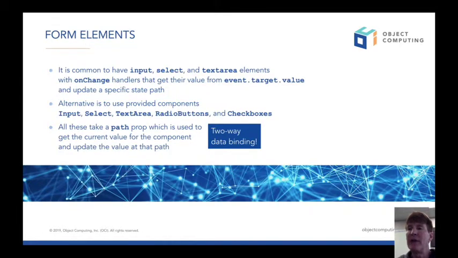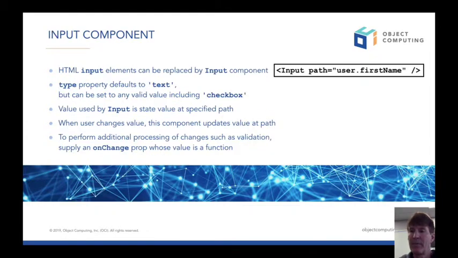It is common to have input, select, and TEXTAREA elements with onChange handlers that get their value from event.target.value and update a specific path. An alternative is to use the provided input, select, TEXTAREA, RADIOBUTTONS, and CHECKBOXES components as shown on the following slides. All of these components take a path prop which is used to get the current value for the component and update the value at that path.